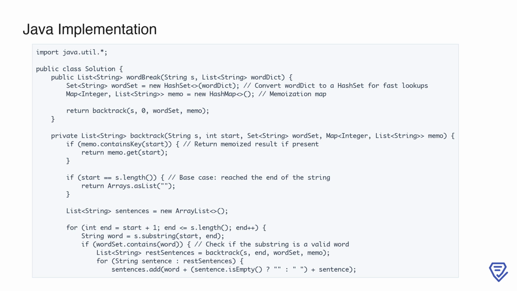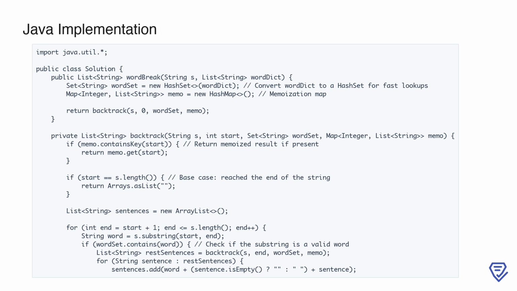This helps us avoid redundant computations by storing results for already processed indices. The core of our solution lies in the backtrack method, which performs a recursive depth-first search. It starts by checking if the current start index has already been computed and, if so, retrieves the result directly from the memo. If the start index equals the length of the string, it means we've successfully processed the entire string, so we return a base case result of a list containing an empty string.